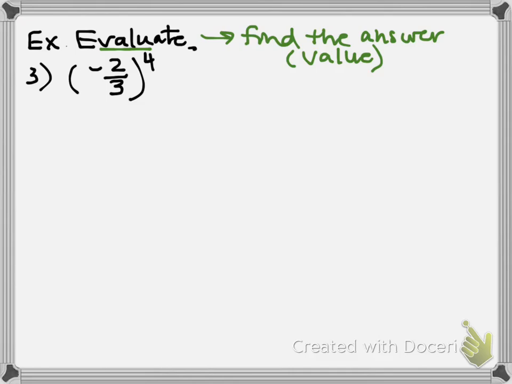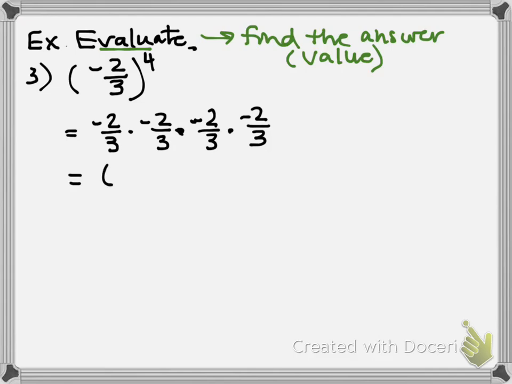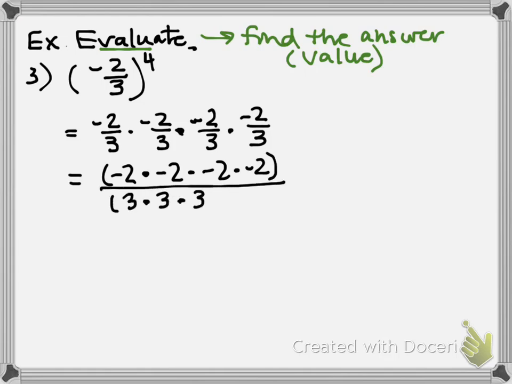Okay. So we're going to do this in kind of bits and pieces. So this is basically negative 2/3 times negative 2/3 times negative 2/3 times negative 2/3. That's how we start this problem. That's what to the 4th power tells us to do, is multiply negative 2/3 by itself. But because it's a fraction, we're going to split it into 2 little problems. What's negative 2 times negative 2 times negative 2 times negative 2 over what's 3 times 3 times 3 times 3.